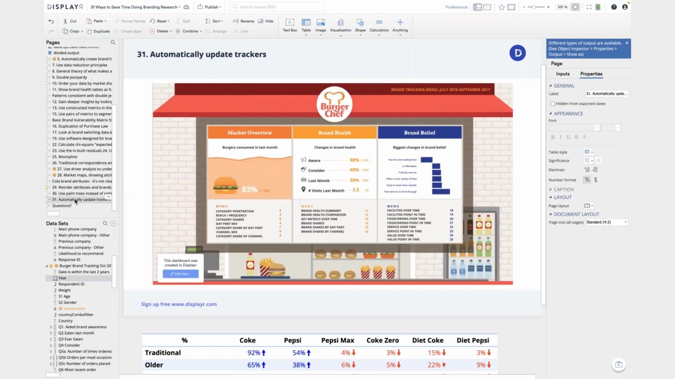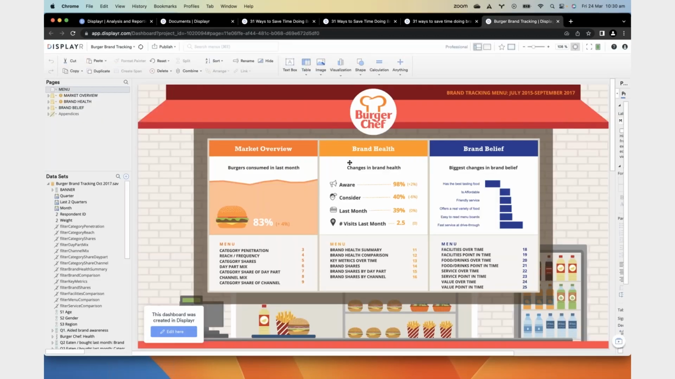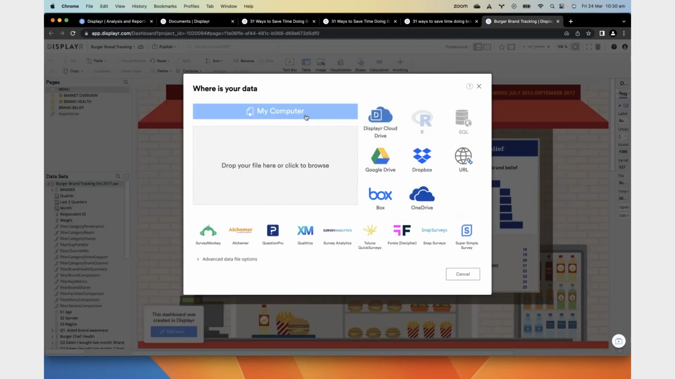Recommendation number 31 is automatically update your trackers. So rather than manually doing everything, you can save heaps of time by automatically updating them. Here's a tracker for Burger Chef. I've got a whole lot of metrics on this page. Note it says data is coming from up to September 2017, and my most recent score for burgers consumed in the last month was 83%. I'm going to swap that out with a new file, which will go up to December.